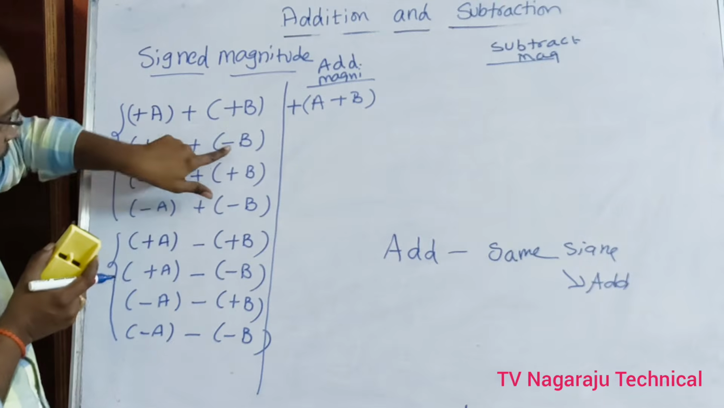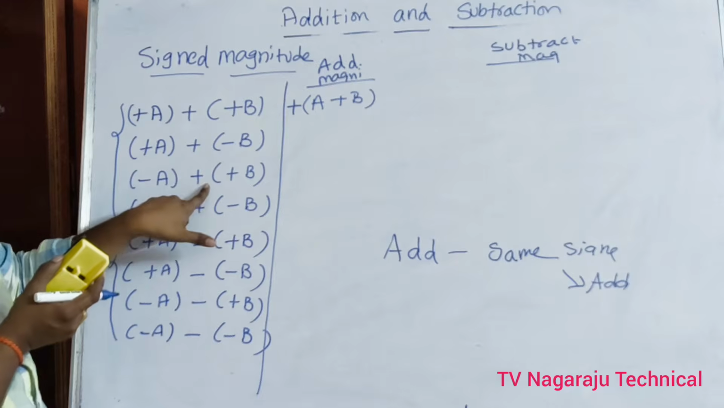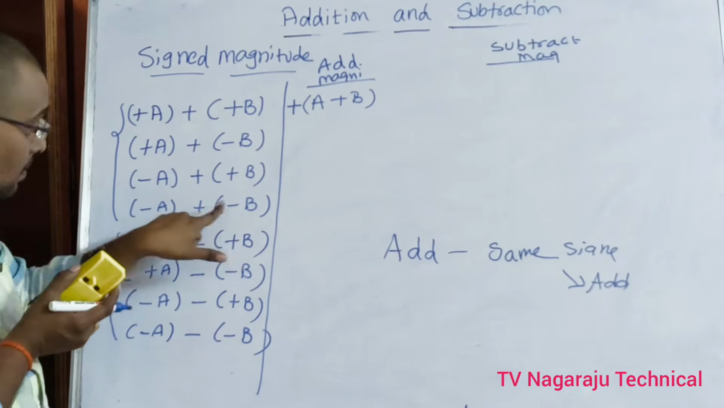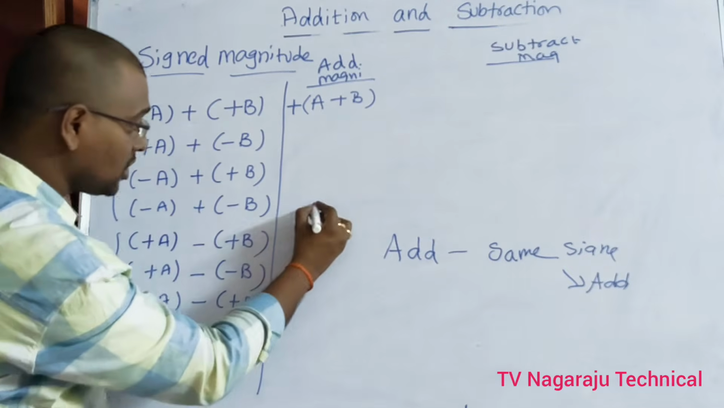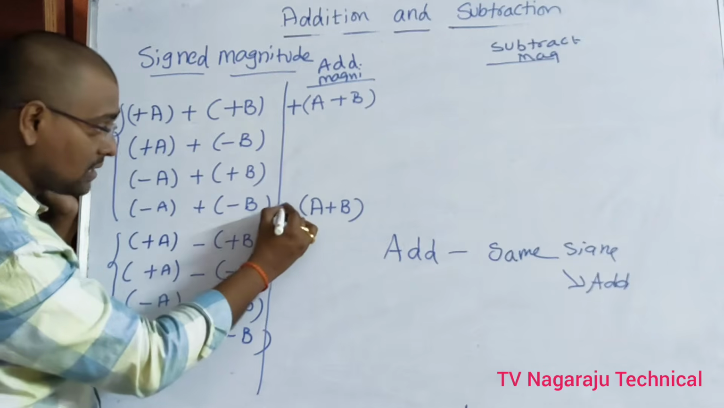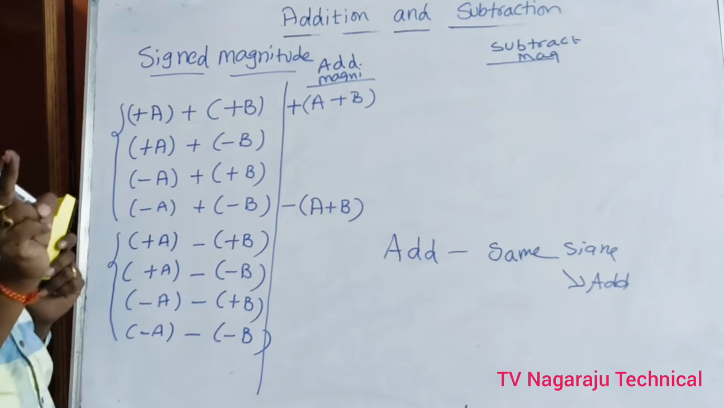In this case, minus a plus minus b: same signs, and the operation is addition. So we are doing a plus b. What is the sign of the result? The sign of the result is negative.